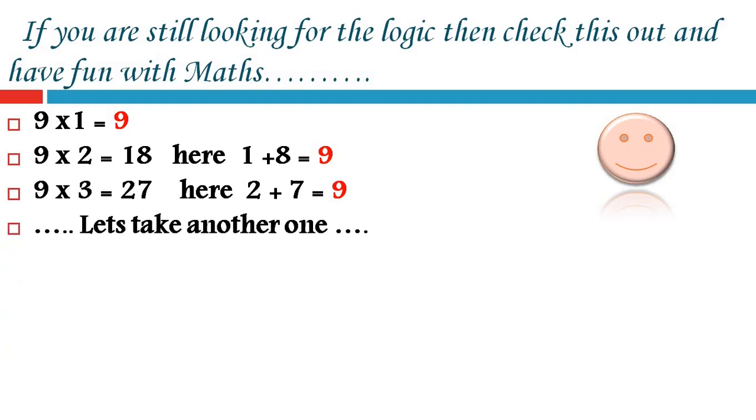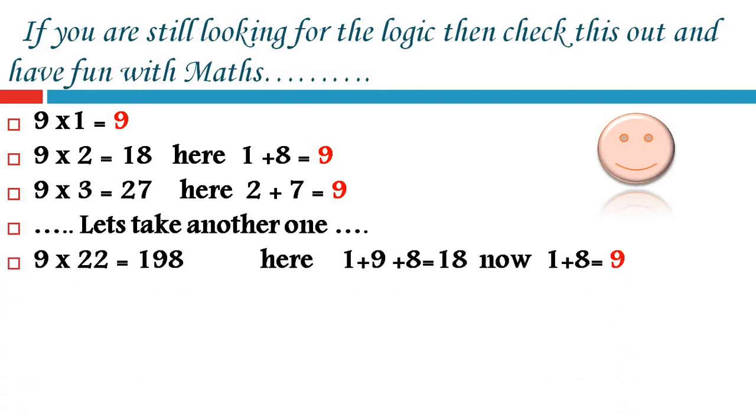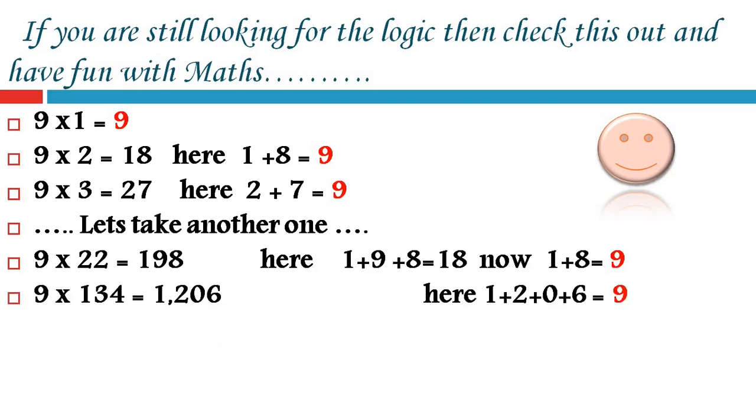Let's take another one. 9 into 22 is 198 and the sum of the digits of 198 comes out to be 18. Take the sum again. 1 plus 8, the result is 9. Take another example. 9 into 134 gives the result 1206. Again when you add the digits, the result comes out to be 9. Strange, isn't it?